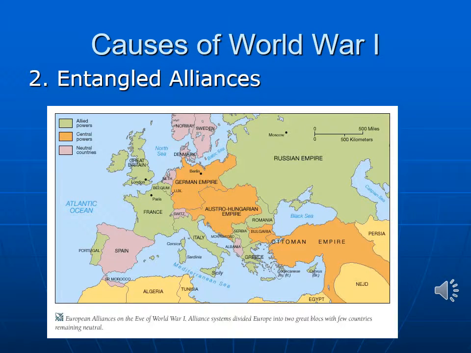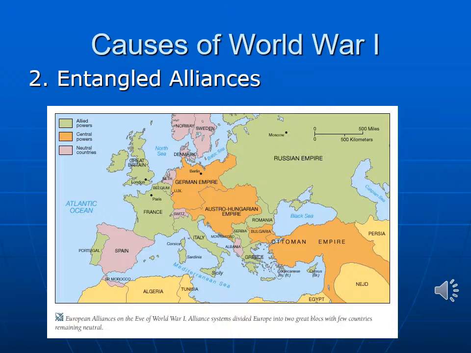Okay, the other cause of World War I is these entangled alliances. One of the issues about the international relations at the time was this idea of maintaining balance of power. What that means is that every nation in Europe is trying to make sure that one side does not amass too much power, so they start making alliances with each other in order to keep everything on an even keel.